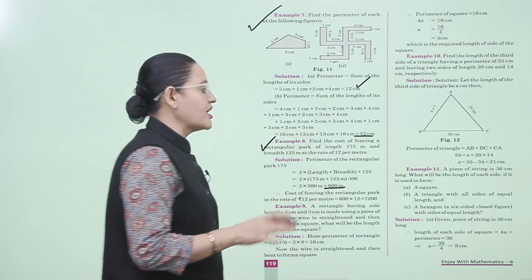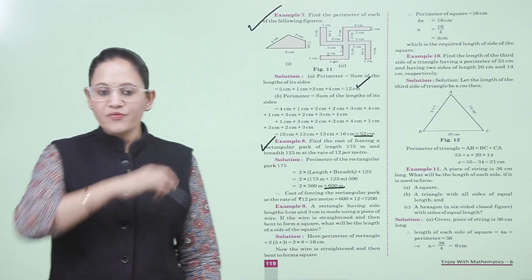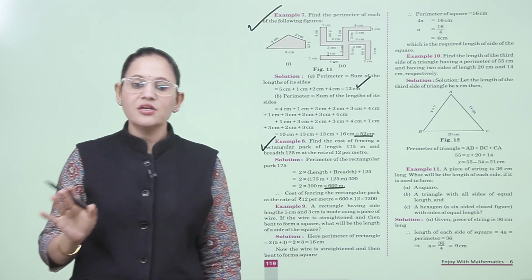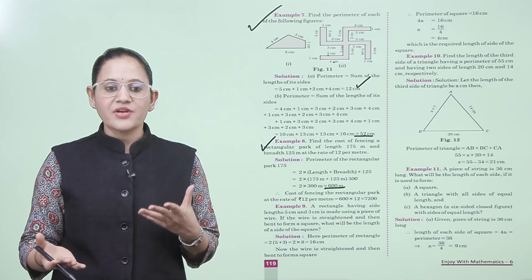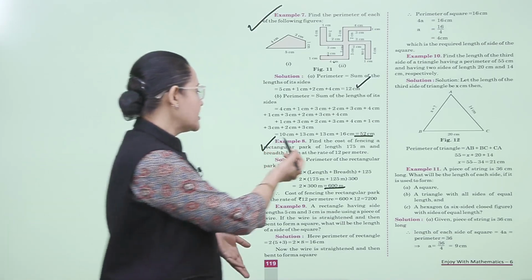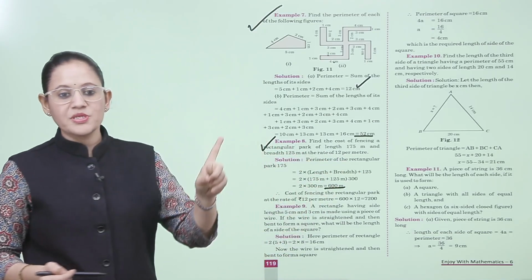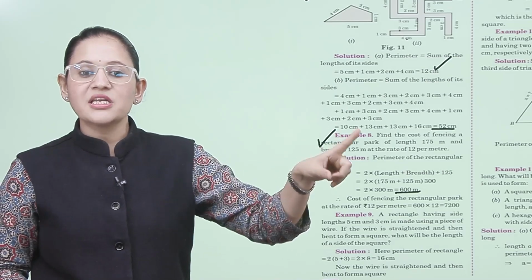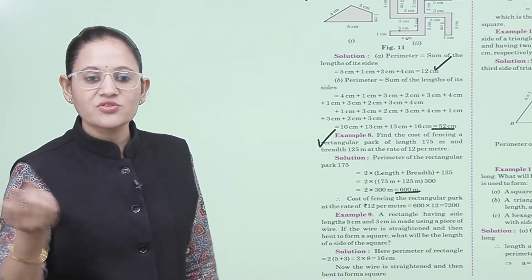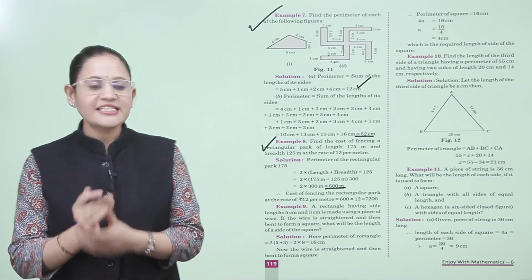Now we have to find the cost of fencing. So we'll fence around the boundary of the given figure. The cost is given here, rupees 12 per meter. For 1 meter it's rupees 12. So for 600 meters, 600 into 12, 7,200 rupees. Next is example 9.